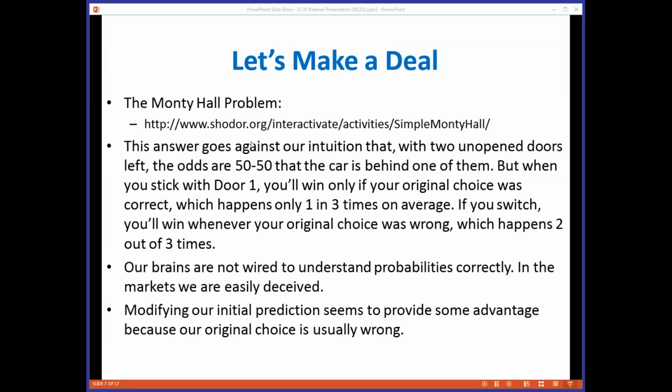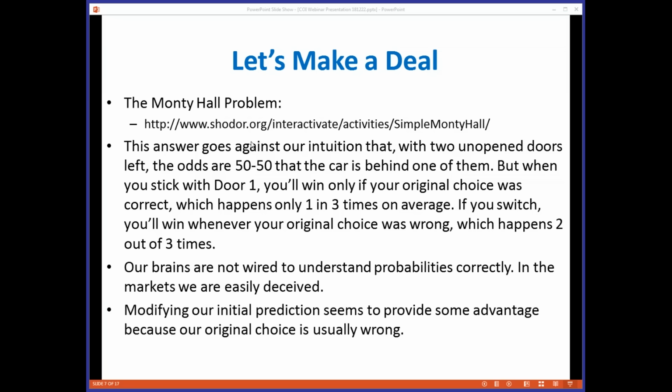So the key here, one of the takeaways, is that our brains aren't wired to understand probabilities correctly. In the markets, we can be easily deceived. And modifying our initial prediction seems to provide some advantage, because our original choice is usually wrong. And so the takeaway here is we want to incorporate that into our trading.